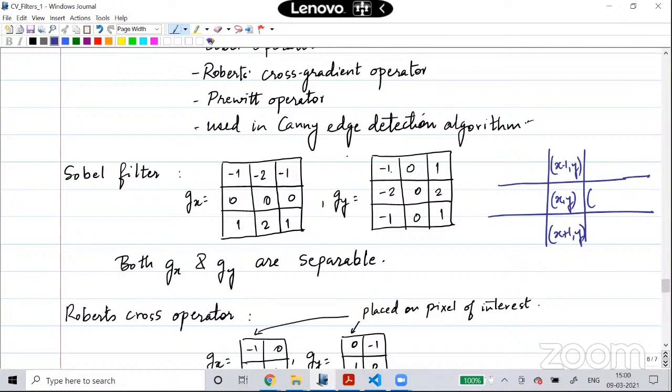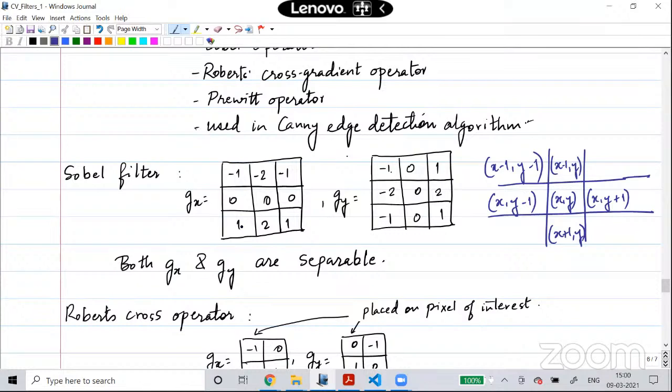X comma Y plus 1, X comma Y minus 1. Okay, and the diagonal elements, we'll write them as we need them. So this is X minus 1, Y minus 1, for example. Okay, so if you want to calculate the gradients, what does this do?